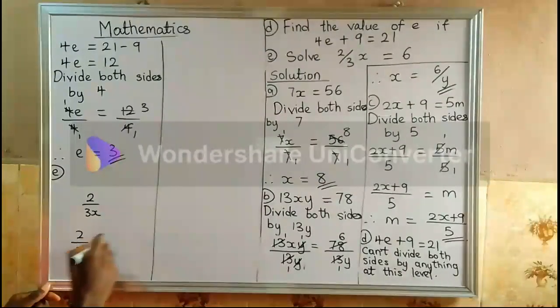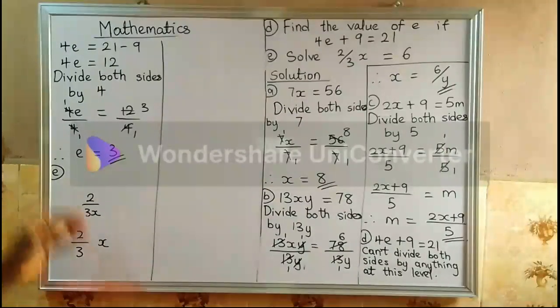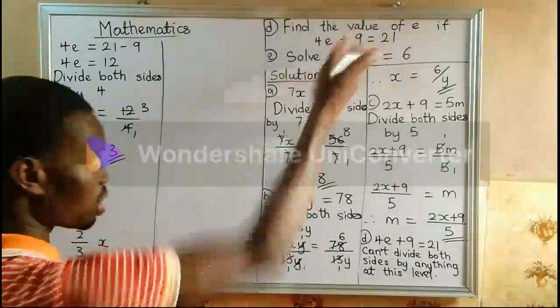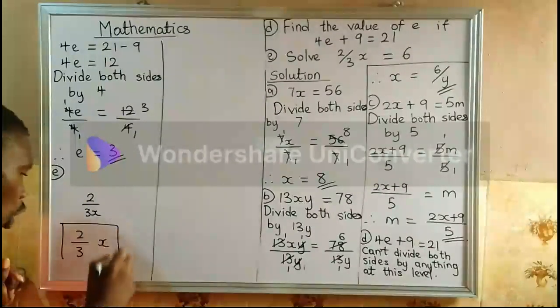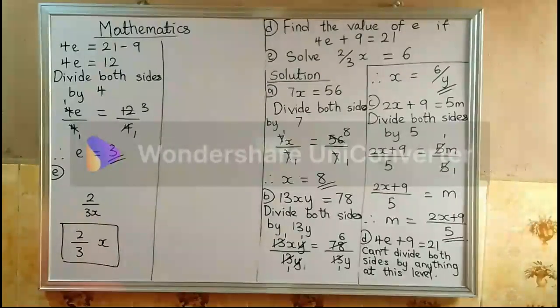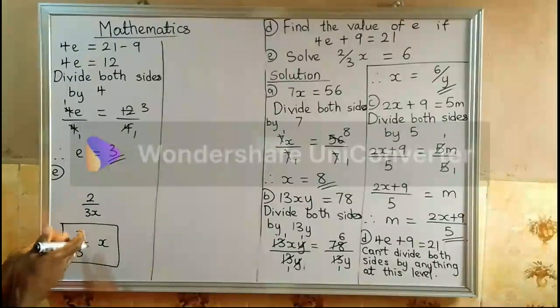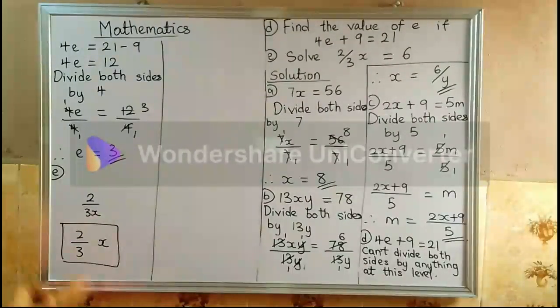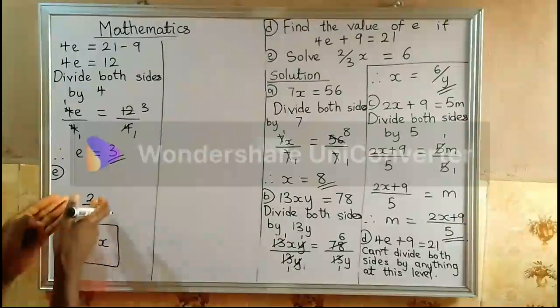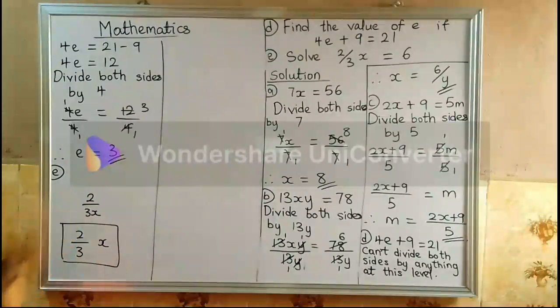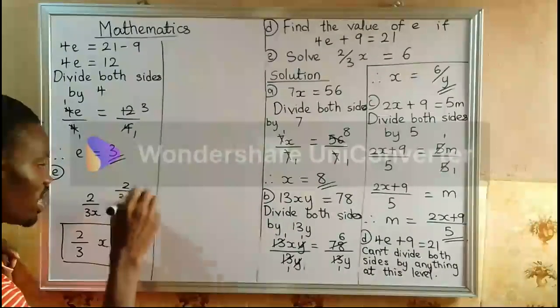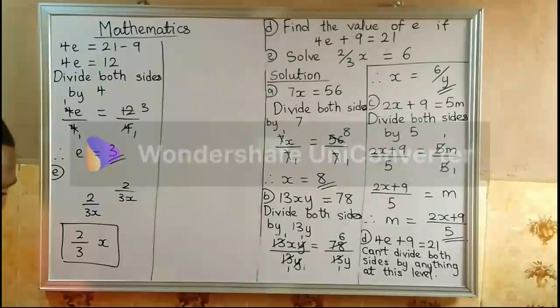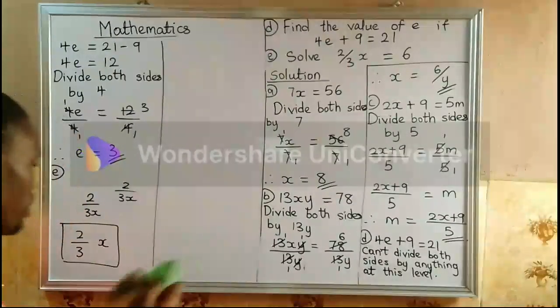2 all over 3x. They are not the same. But what they are actually pointing to in this question is this: 2 all over 3, then x. Just like 7x. Forget the fact that this is a fraction. It's the coefficient of x here. But here, 2 over 3 is not the coefficient of x. This means 2 as the numerator and the denominator is 3x. So they are not the same. Don't mix them together. Okay?